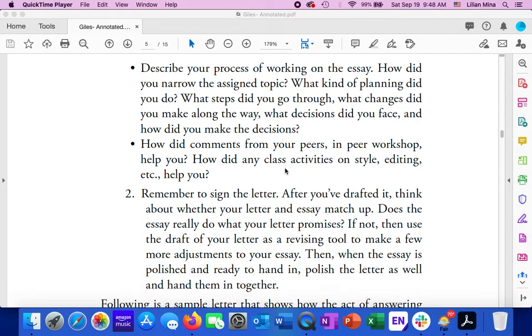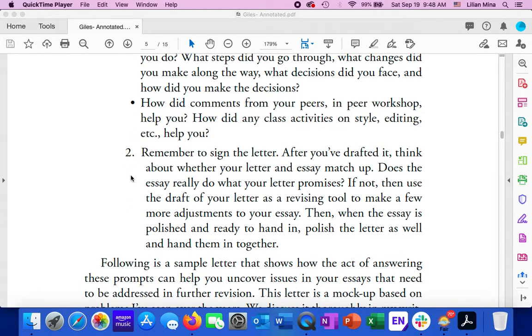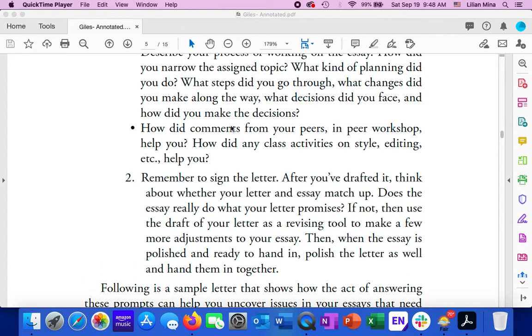And then if you look at the next point here: How did comments from your peers in peer workshop, or peer review in our case, help you? How did any class activities on style, editing, or whatever help you? So this is very much similar to my revision plan, the discussion number 5 that you completed last week after we finished the peer review and you received my feedback.